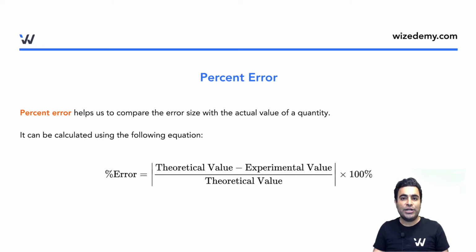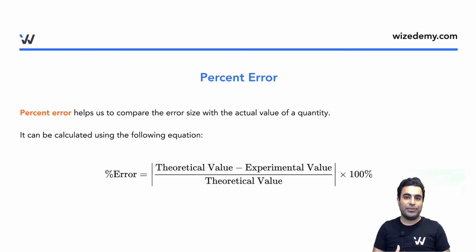Imagine we know the error of some length measurement is equal to 0.5 meter. So this error itself doesn't tell us anything about the precision of that measurement. But if I know the actual value of the quantity measured, then I can see how precise that measurement was.